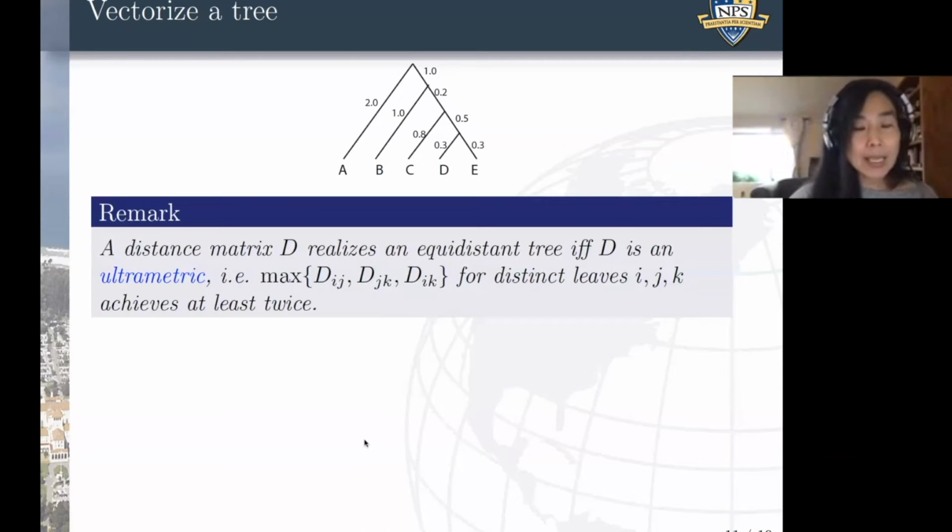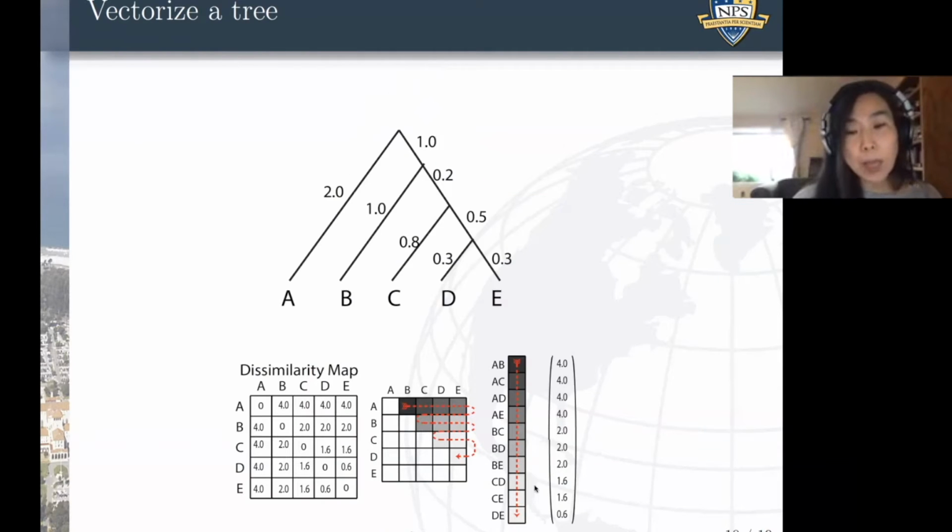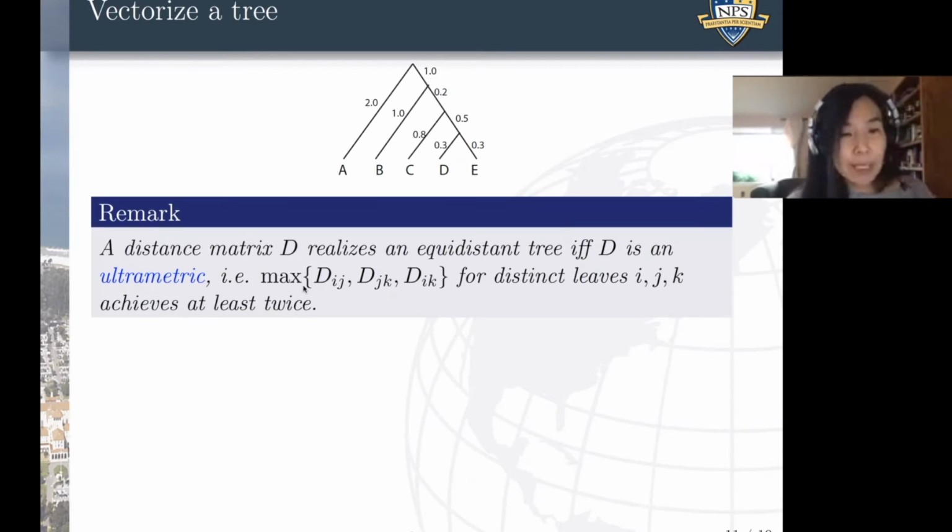This matrix also has a special property. It is called an ultrametric. Ultrametric means that if I take distinct leaves i, j, k, the max among the distance from i to j, the distance from j to k, and the distance from i to k is achieved at least twice.